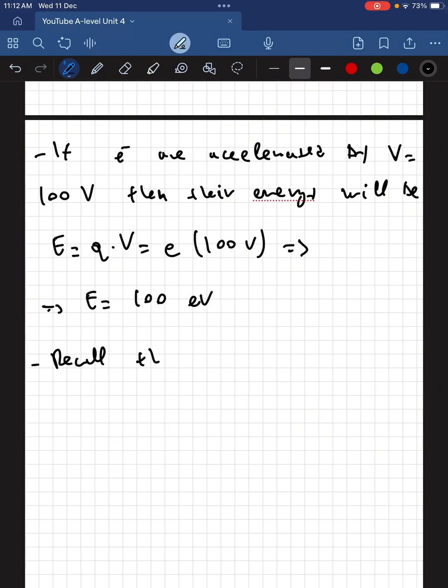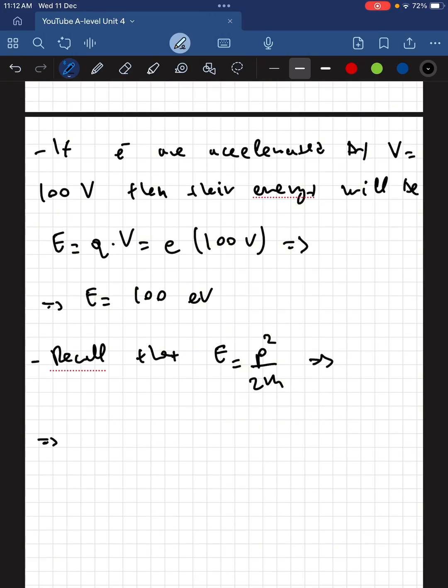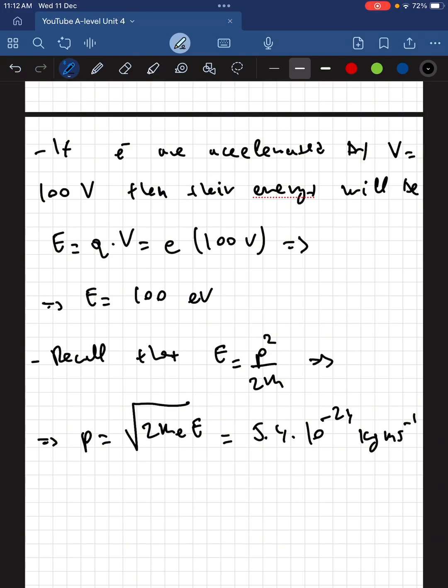Now recall that E is p squared over 2m. So this allows us to calculate the momentum of these electrons. So p is gonna be the square root of 2 times the mass of the electron times the energy, which is 100 electron volts. If we plug everything in, we find 5.4 times 10 to the negative 24 kilograms times meters times seconds to the minus 1. Okay, so that's the momentum of an electron accelerated by a potential difference of 100 volts.